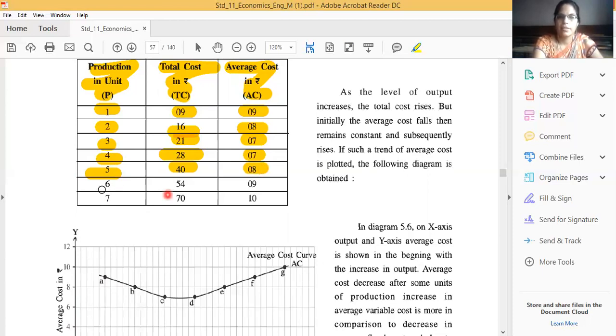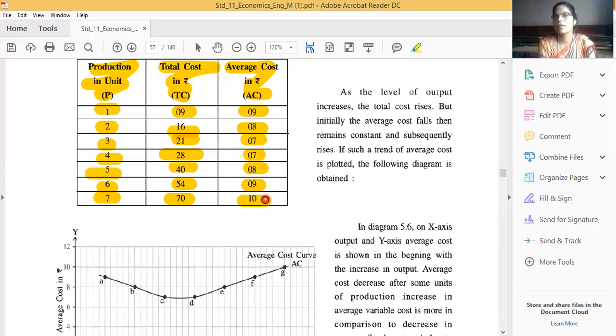Total units produced are 6 and total cost is 54. What is the average cost? 54 divided by 6, then 9. Next one, 7 units produced and total cost is 70. So 70 divided by 7 equals 10. 9, 8, 7, 7, 8, 9, 10. It is the average cost in rupees. Okay, AC.